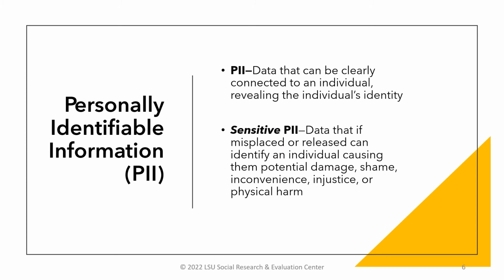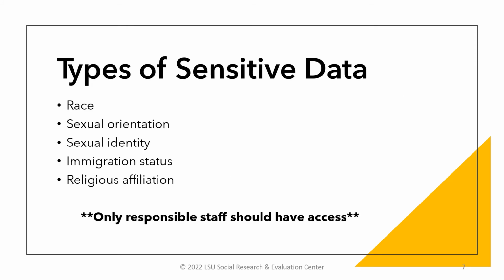Personally identifiable information, known as PII, is data that can be linked to a person to identify them. They are unique identifiers such as date of birth, home address, cell phone number, and a driver's license. Sensitive PII are data elements that, if released, cause potential damage if connected to an individual. Sensitive data is data that should be protected at all costs.